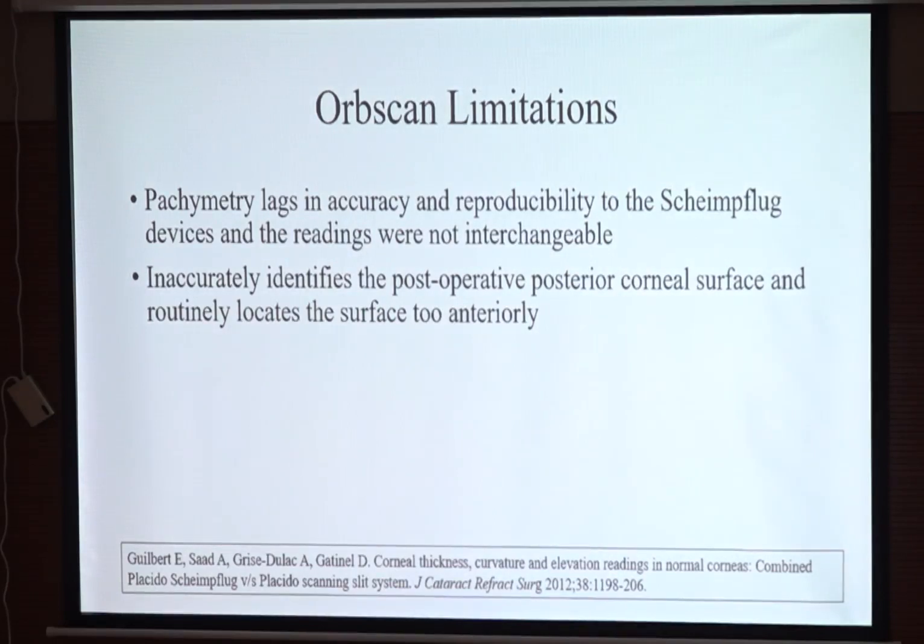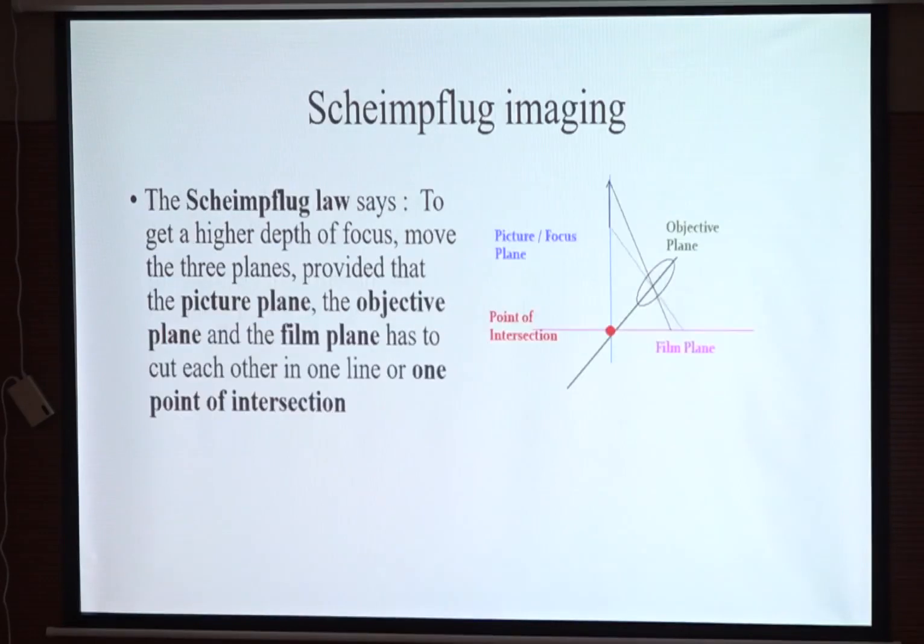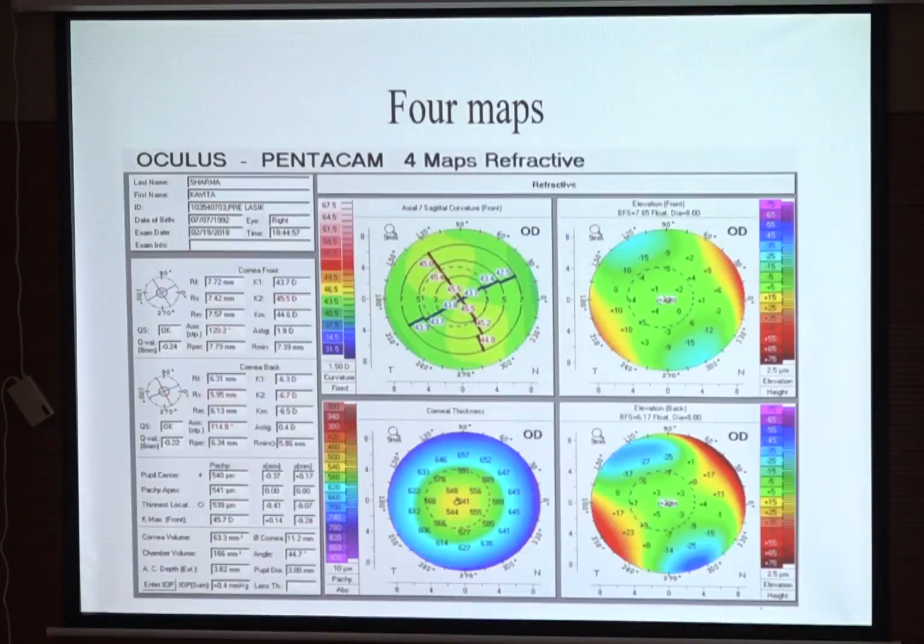It inaccurately identifies the post-operative posterior corneal surface and routinely locates the surface too anteriorly. So what we are using nowadays is Scheimpflug imaging. The Scheimpflug law says that to get a higher depth of focus, you move the three planes, that is the picture plane, the objective plane and the film plane, such that they cut each other in one line or at one point of intersection. So this basically gives you the true elevation.